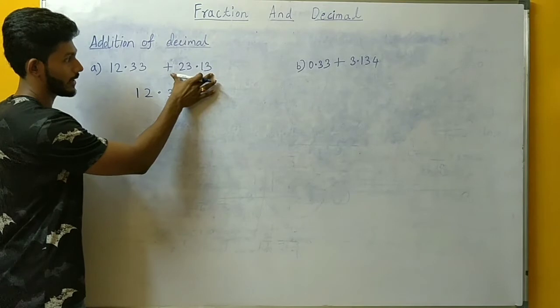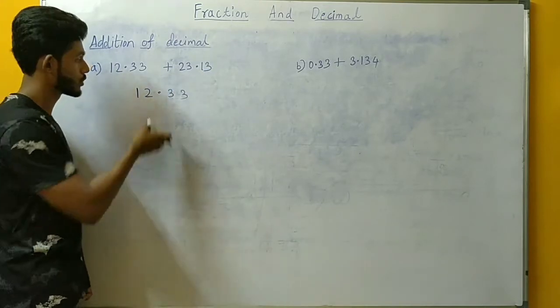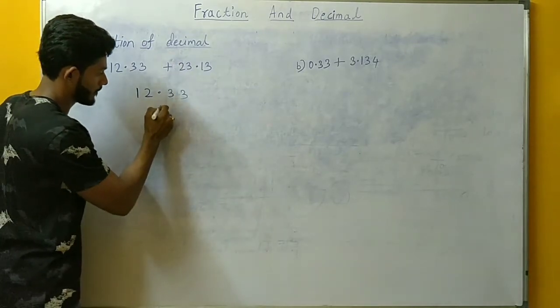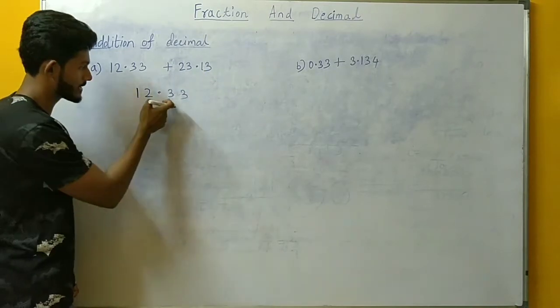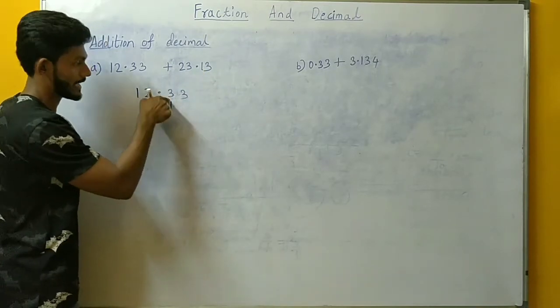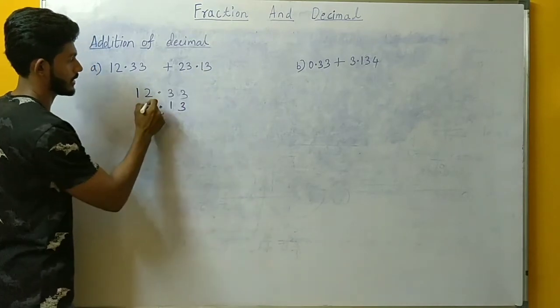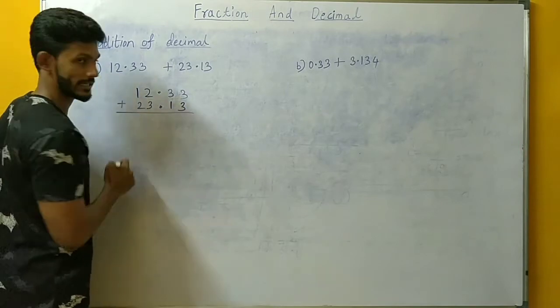Now I am going to write this number below this number according to their place values, one below the other. First I will write the decimal point over here, then I copy the rest of the numbers. Since this one is at the tenths place, it will come under the tenths place of the above number. Then 3 over here, then 3 and 2. Now let's add these numbers.